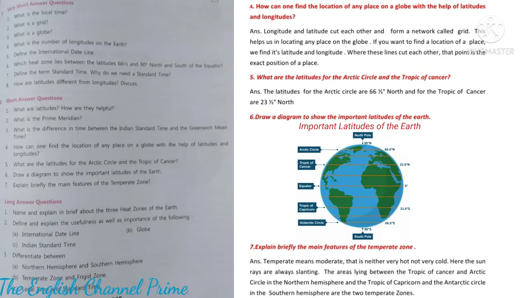Now seventh question, explain briefly the main features of the temperate zone. Answer, temperate means moderate, that is neither very hot nor very cold. Here, the sun rays are always slanting. The areas lying between the Tropic of Cancer and the Arctic Circle in the northern hemisphere and between the Tropic of Capricorn and the Antarctic Circle in the southern hemisphere are the two temperate zones. Done.